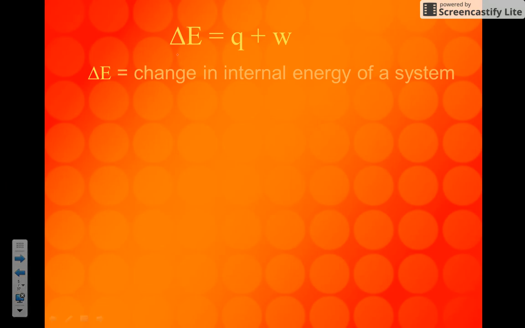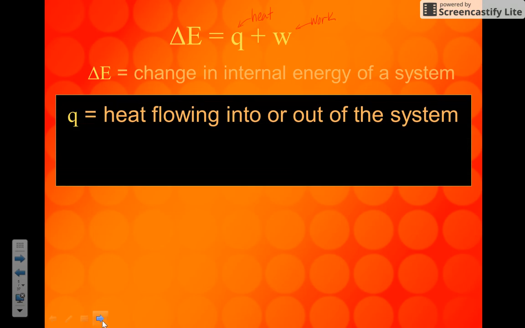Delta E is the formula we're going to look at here that stands for the energy change in a system. So delta E, we can write a formula to calculate that, where it's equal to Q, which is the heat, thermal energy, plus W, work. W is the symbol for work. So the overall change in energy is equal to Q plus work, or heat plus work. So delta E represents here the change in the internal energy of a system. Q represents the heat flowing into or out of the system.